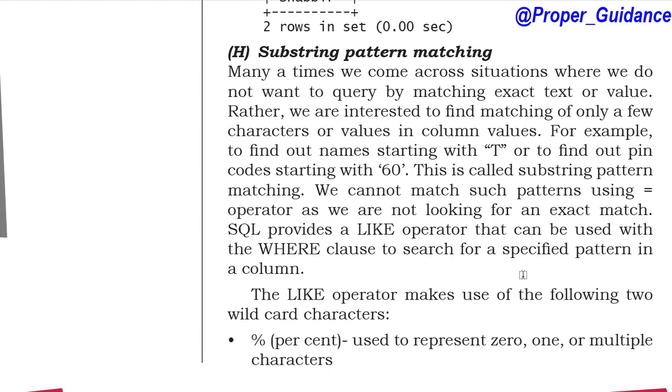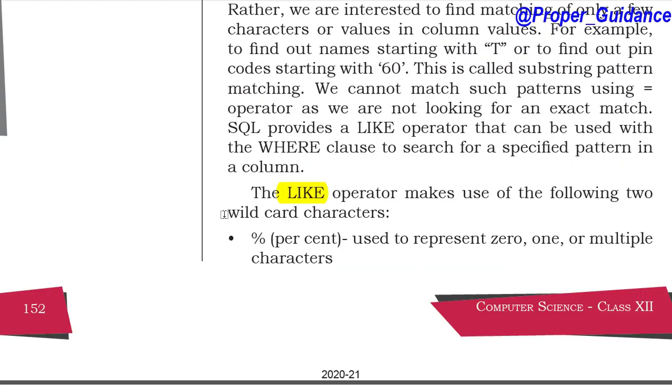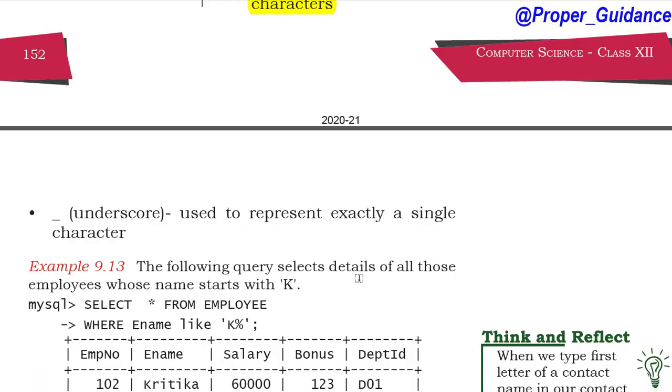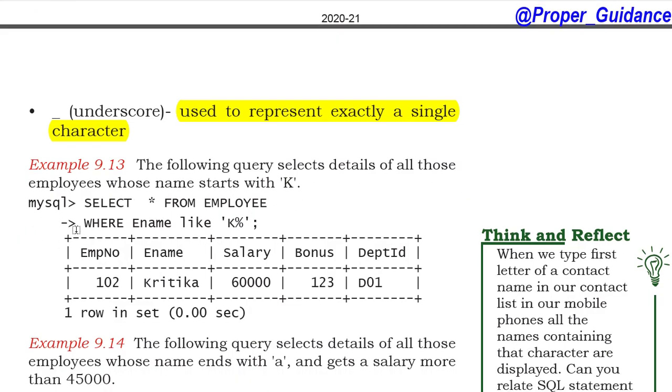Substring pattern matching, this is a very important thing. The LIKE operator, this is pattern matching. The LIKE operator makes use of the following two wildcard characters. Percent is used to represent 0, 1 or multiple characters. Underscore is used to represent exactly a single character. The following query selects details of all those employees whose name starts with K. Pattern matching: where e-name like this.